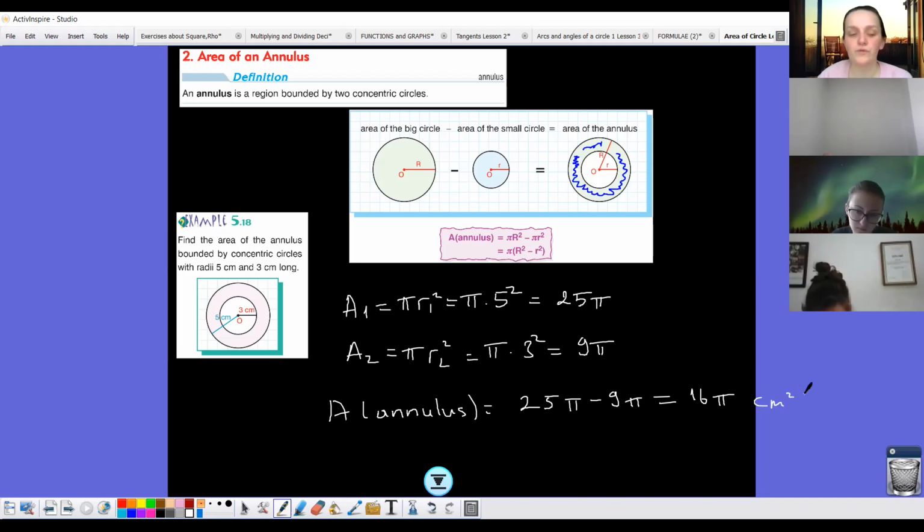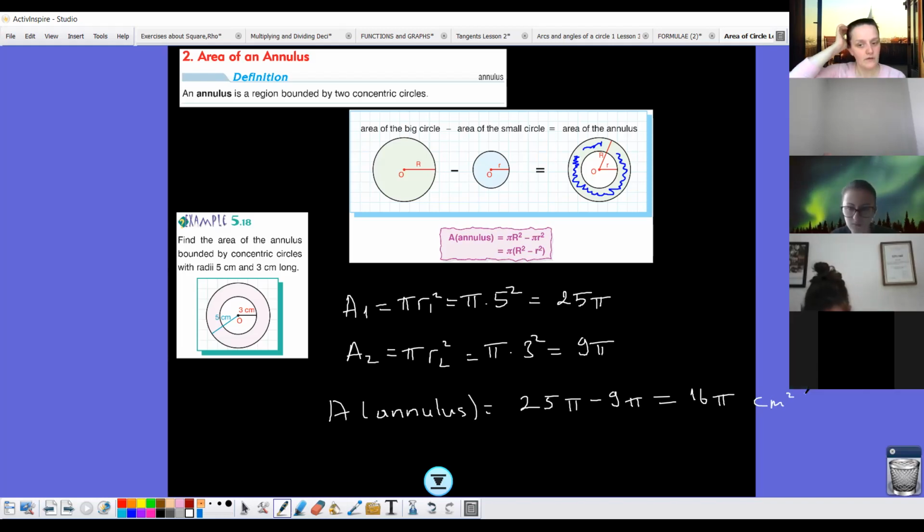Will we have this in the exam, teacher? Solving with area? No, maybe not area, but one question with angles in a circle you may have.